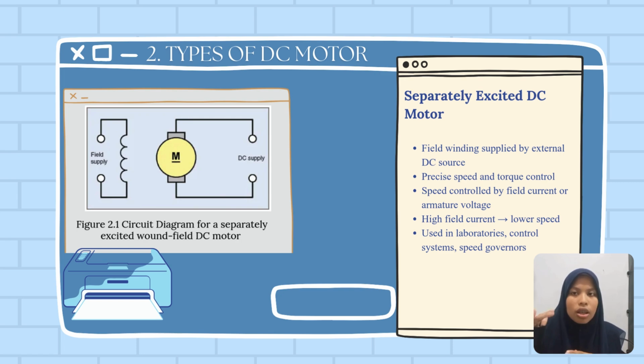Increasing the field current strengthens the magnetic field and reduces speed, while decreasing the field current can increase the speed. Because of its accurate speed control, this motor is commonly used in precision applications such as laboratory equipment, speed governor, and control systems.